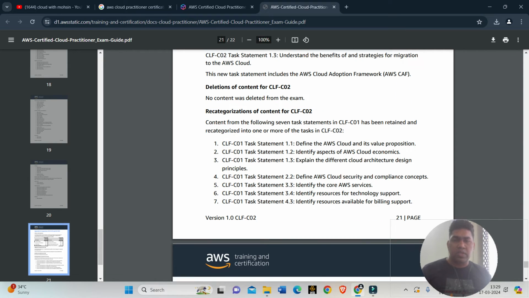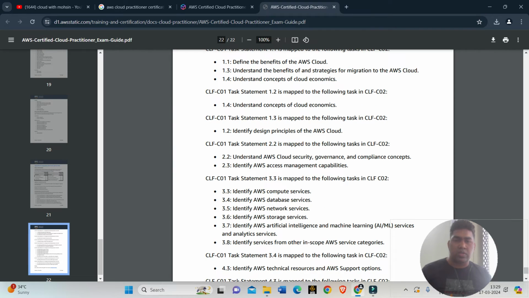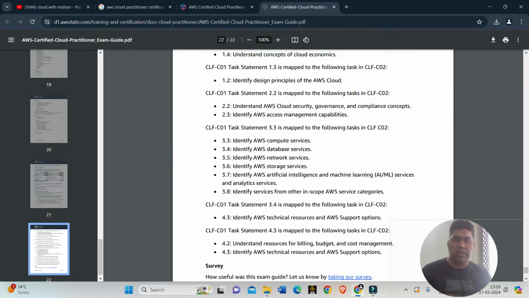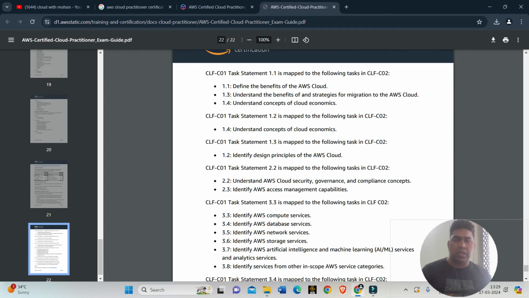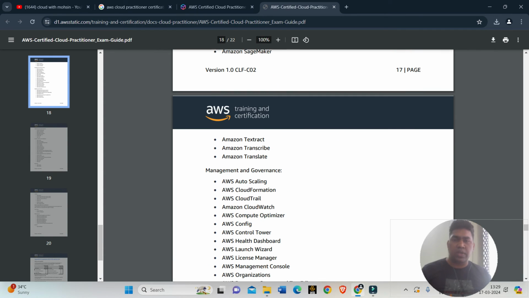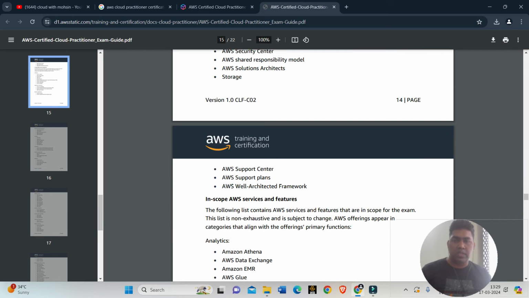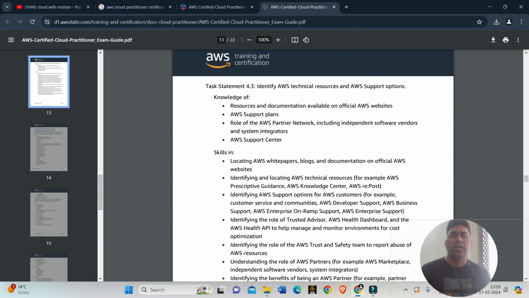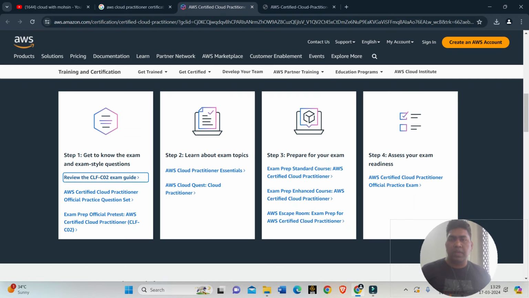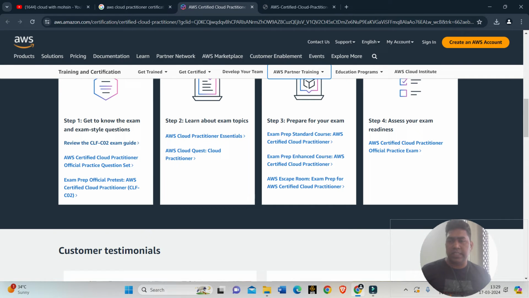And now as you can see, there are lots of things here with respect to tasks. And this is the previous task, like what was there in the C01. So this is the complete guide. You can go through that, you'll understand. It's a very good document that you can check out. Now let me go back to the previous page, this one.